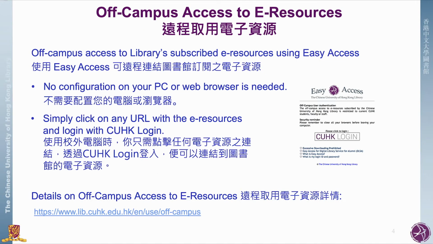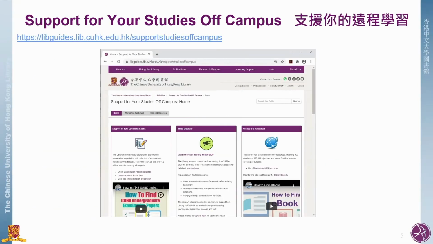Please note that you can access while you are off campus the e-resources subscribed by the library using easy access in general. There is no configuration needed on your PC or web browser. Simply click on any links of the e-resources and log in with your credentials. For details of off-campus access to e-resources and more methods on remote access, please take a look at this off-campus access web page. As a starting point for students to make the best use of the library off-campus, you will find this LibGuide on support for your studies off-campus very useful.